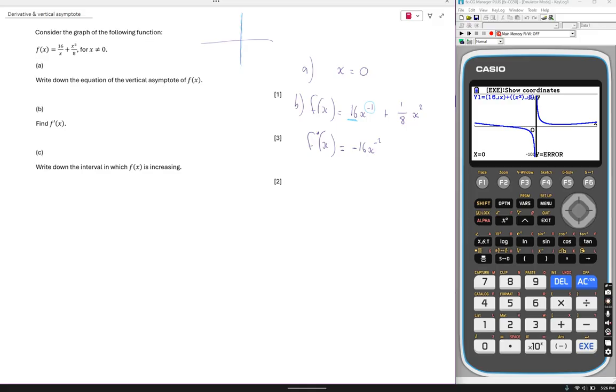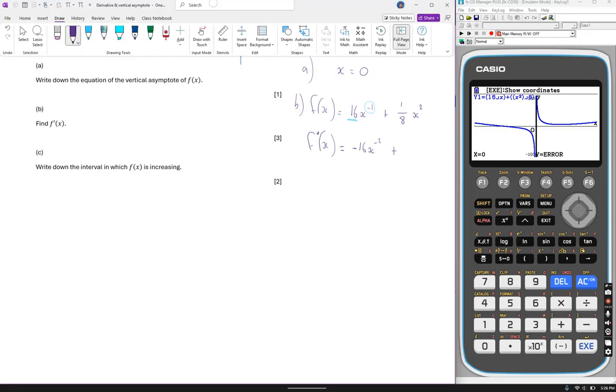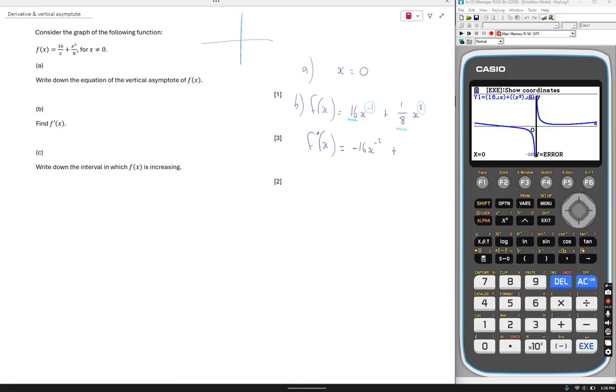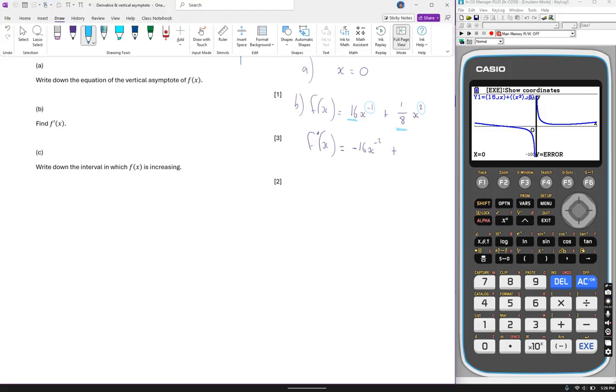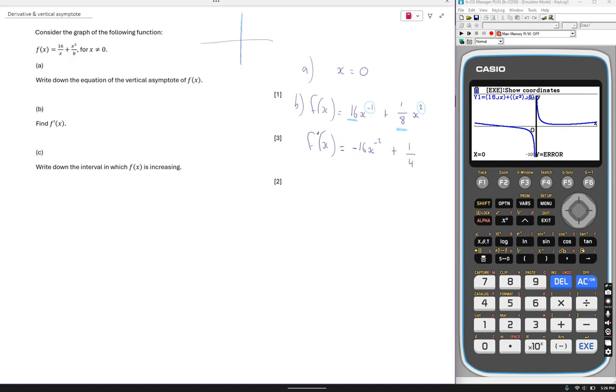And we can leave it like that for the time being. Then we're going to have plus, we're going to do the same thing with the power. We're going to take that power and multiply it by the coefficient out the front. So 2 times 1 over 8 is the same thing as 2 over 8, and 2 over 8 can be simplified down to 1 over 4. So 1 over 4, x to the power of 2 minus 1, which is just 1. So x to the power of 1 is the same thing as just x.